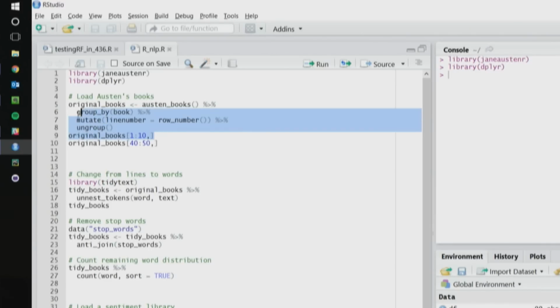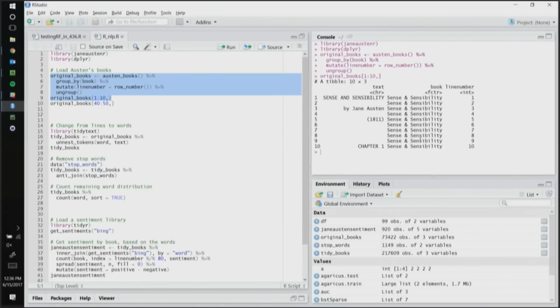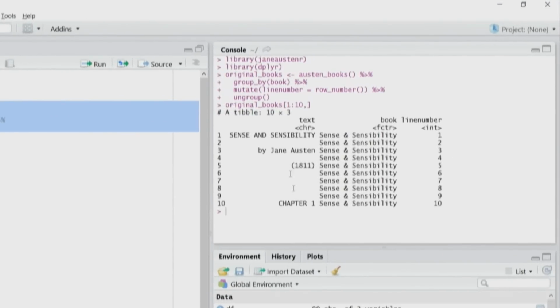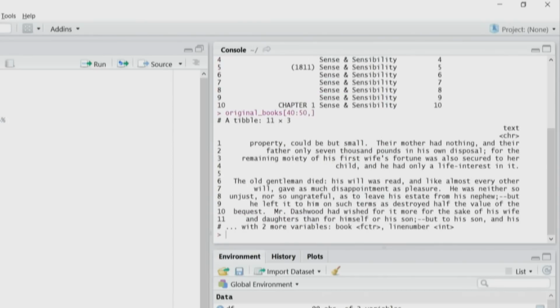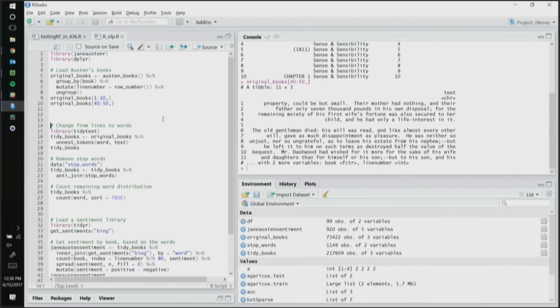So this little block of code here is going to take that data library and load it into a way that we can look at it, which is, it's got the book, the line, and the text that's actually on that line. So if we look at a different portion, you can see the text that's actually in Jane Austen's book there. And so natural language processing works, we don't care what line the book is on, so we want to move things into words. So we can load this tidy text library, and that's going to go from lines to words and put them into the tidy text format.